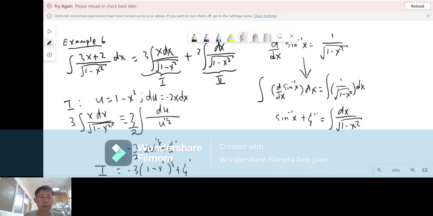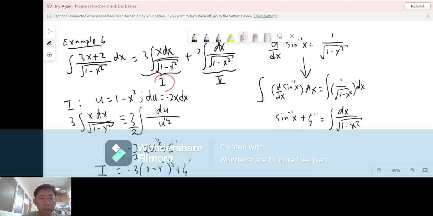To summarize this video, we have discussed how the integration in example 6 is to be performed. It has to be separated into two integrals, and these two integrals are to be integrated separately. For the first integral, we integrate it using the substitution rule of u equals 1 minus x squared, whereas the second term is nothing but just the arc sine of x.